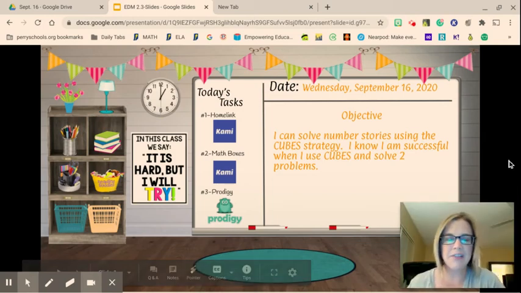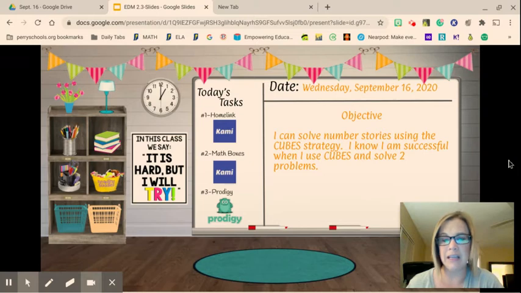Hey guys, so today we are going to be working on lesson 2.3, and it is solving more number stories. We are going to be using our cube strategy again to solve these number stories. Our objective is, I can solve number stories using the cube strategy. I know I'm successful when I use cube strategies. I use cubes and solve two problems.